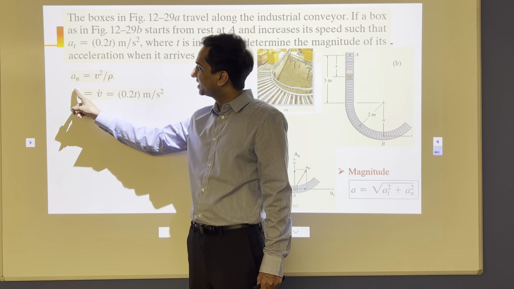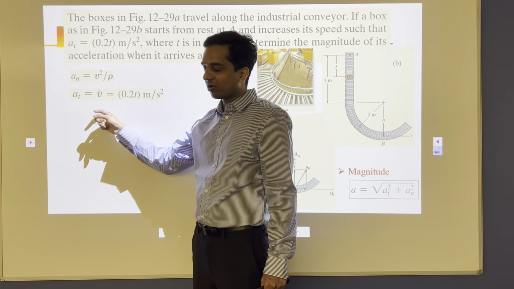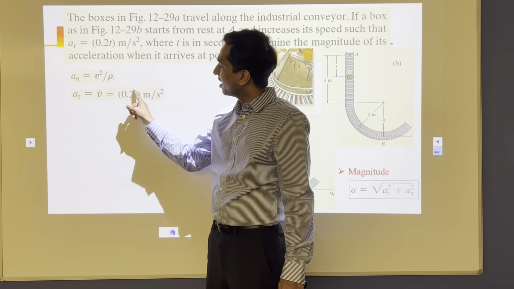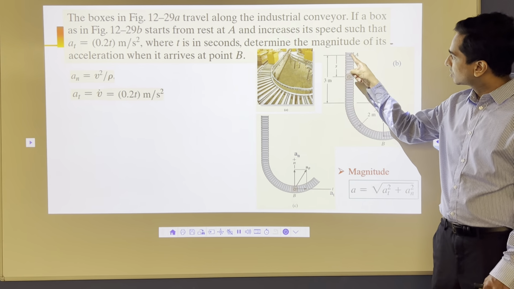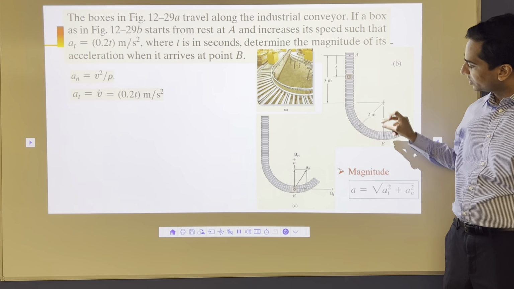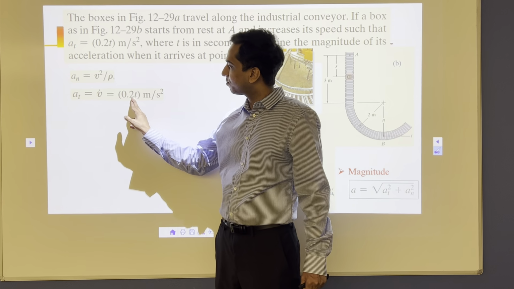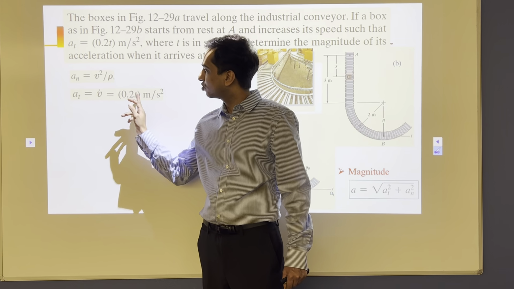And then we also need the tangential component, which is nothing but dv by dt, or v dot, and 0.2t is given. So if somehow we know the total time to come from here to here, from A to B, we can put that time here, multiplied by 0.2, and we'll have the value for AT. But for now we don't know the time.